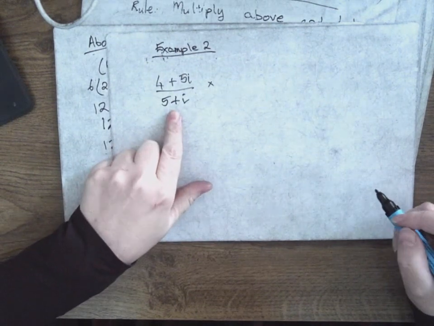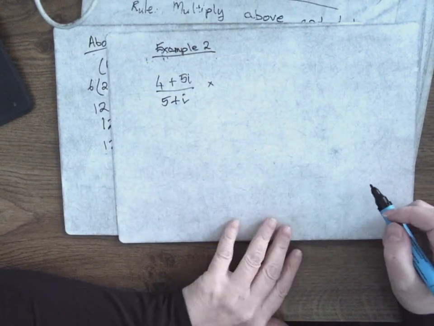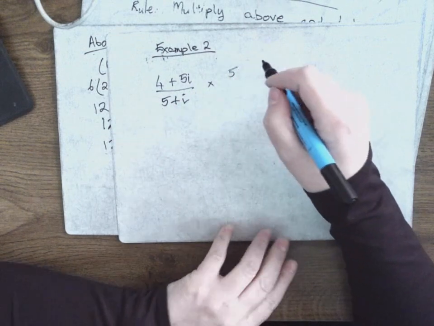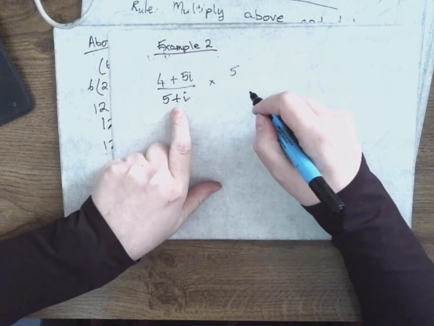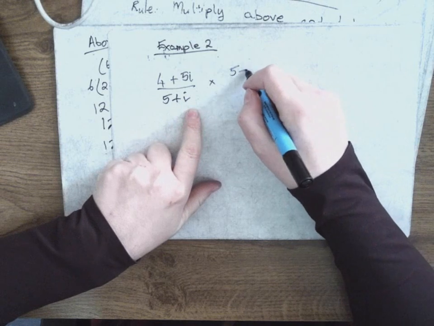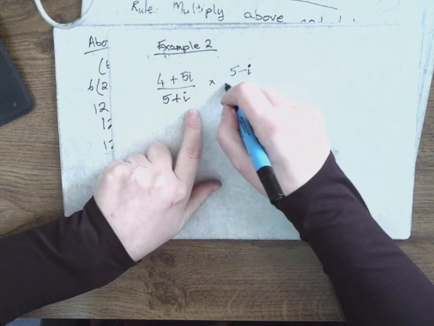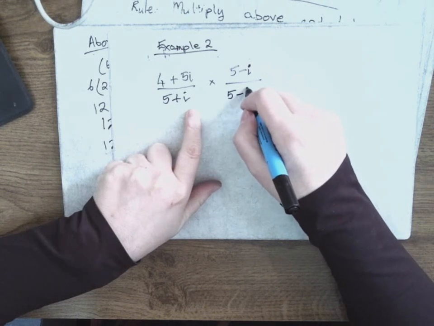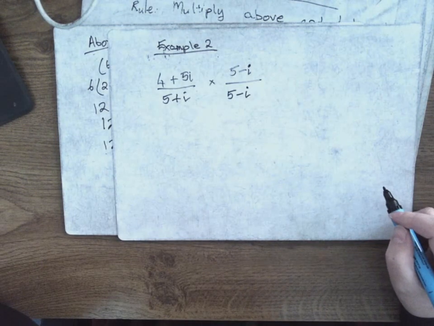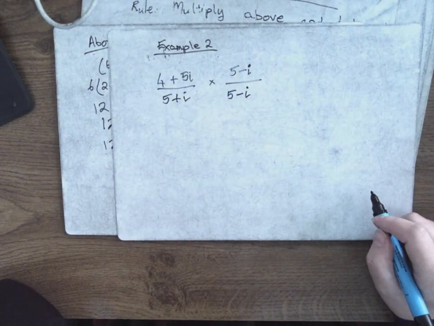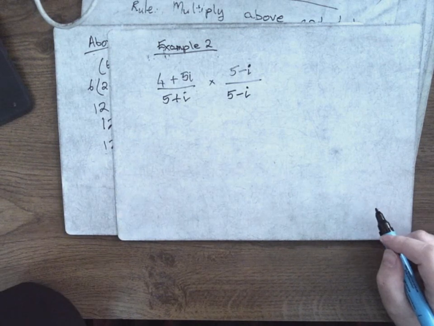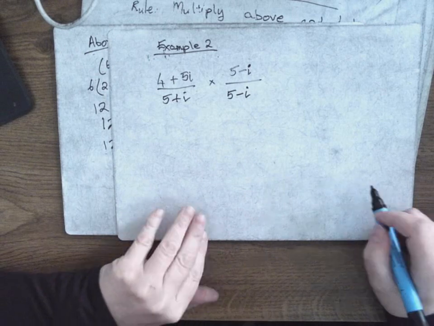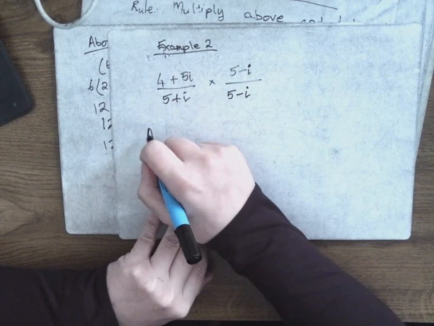So what's the conjugate of what's below the line, please? 5 minus i. So it's a plus 5, it still stays as a plus 5. You change the sign of the imaginary bit. So it was plus i, now it's minus i. And you must multiply above and below by the same number, because if you don't, you're changing the sum. You're not doing the sum, you're changing it. So if you multiply above and below by the same number, you haven't changed it. So I always do it separately.